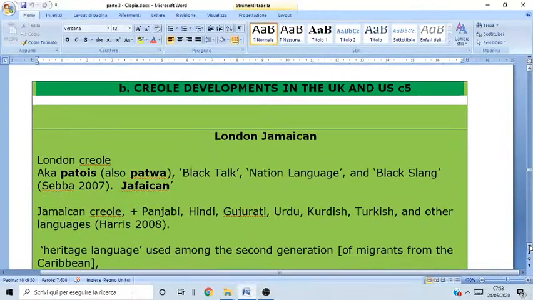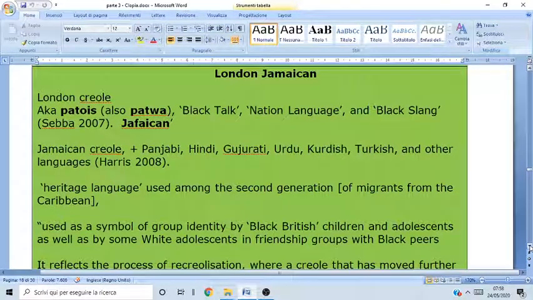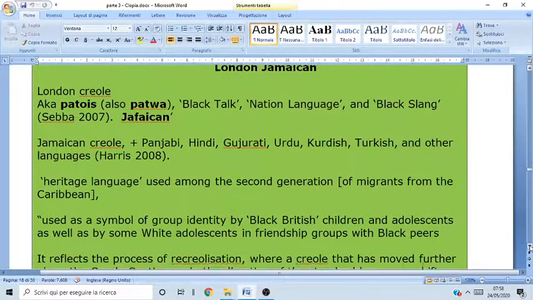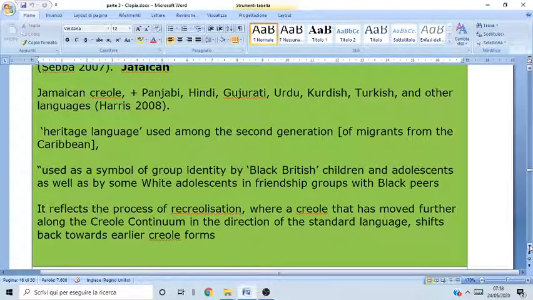the inner circle. And so we said that London Creole, also known as Patois, is a combination of Jamaican Creole, Punjabi, Hindi, Urdu, Kurdish, Turkish, whoever entered the London community, we can say. Initially it was used only by these communities. Then later on, it became a symbol of group identity, not only for Black British children, but also for white adolescents who had established friendships within the Black communities. From a linguistic point of view, this is called a process of recreolization. This means that this variety is no longer a Creole.